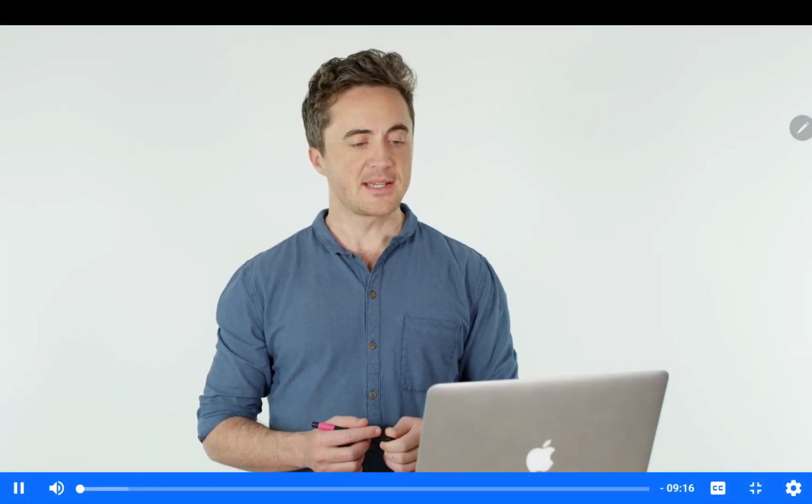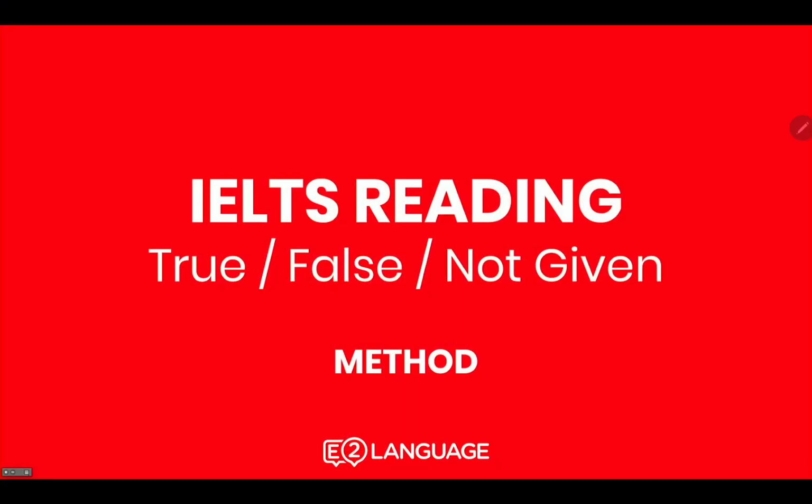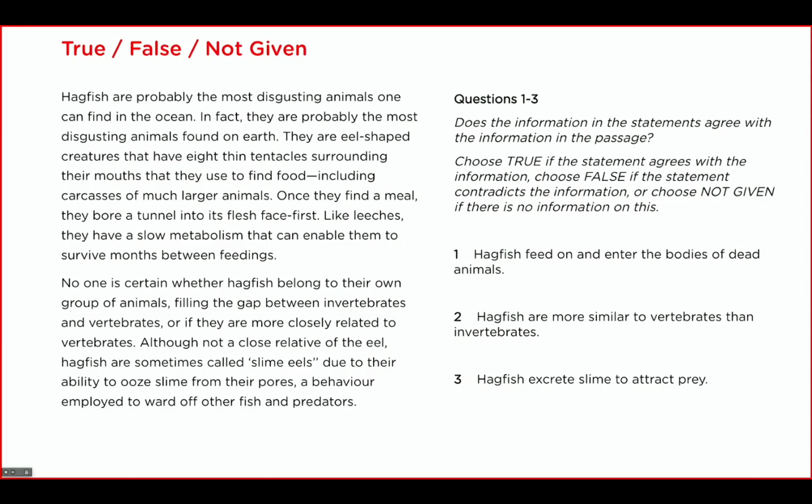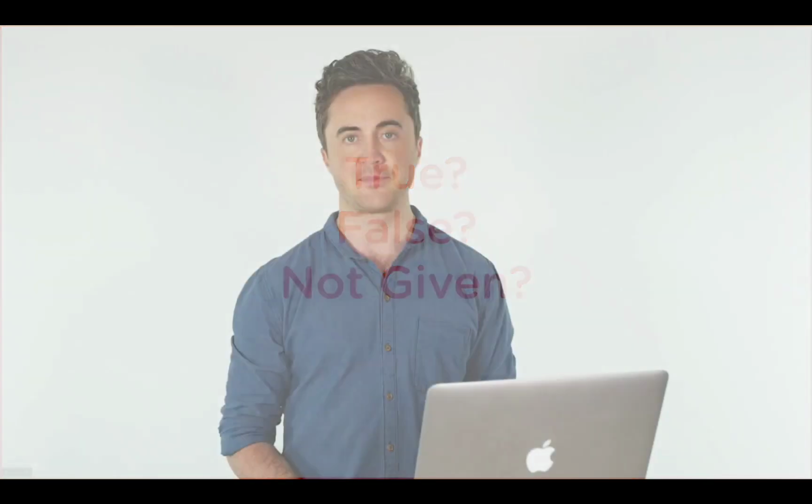Hey guys, let's take a look at the IELTS reading question, true, false, not given. This is what it looks like on test day. You can see the passage of text, and you can see the true, false, not given question there. For this example, you can see 3 statements. Is it true, is it false, or is it not given?